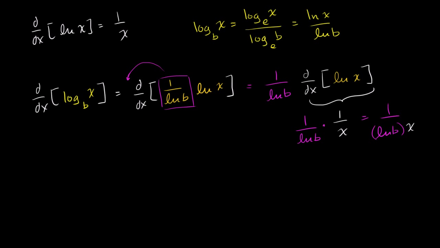x. So if someone asks you, what is the derivative with respect to x of log base 5 of x, well, now you know. It's going to be 1 over the natural log of 5 times x, just like that.